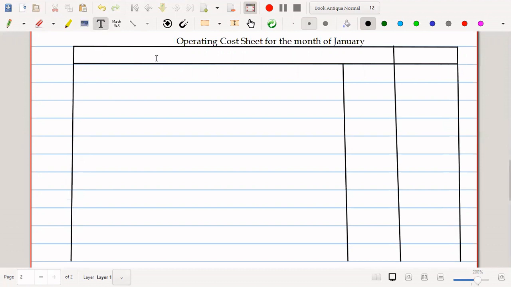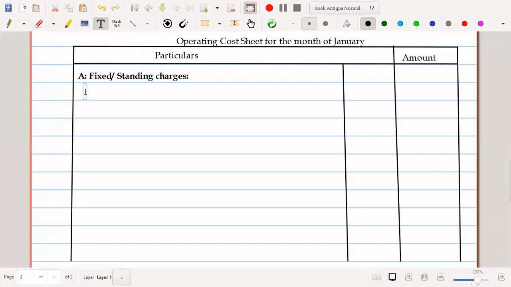This is particulars, and this is amount. And the first heading we are going to take under this operating cost is A, that is fixed charges or standing charges. Under this head we have to see what items will be covered.